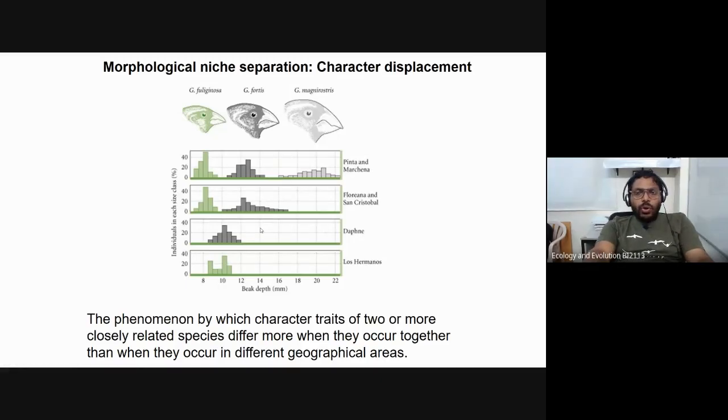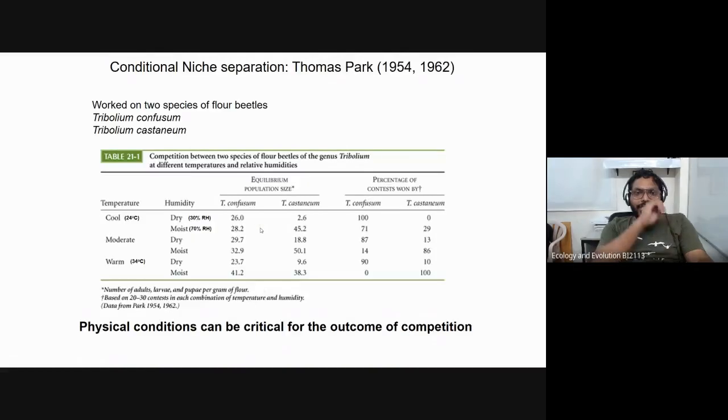Okay, so now we go to the next kind of niche separation, which is very interesting. So I'll again explain the experiment first, and then I'll give you a definition of what it is that we're talking about.